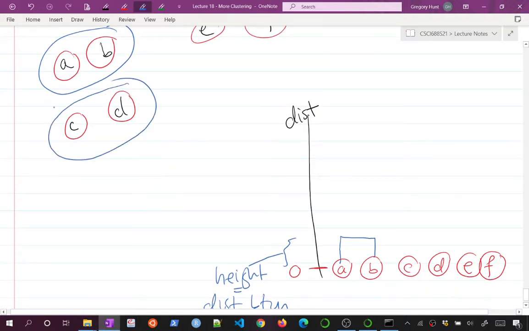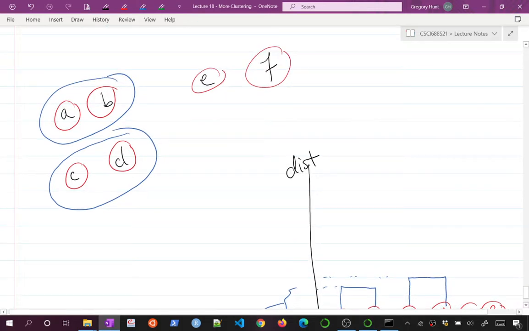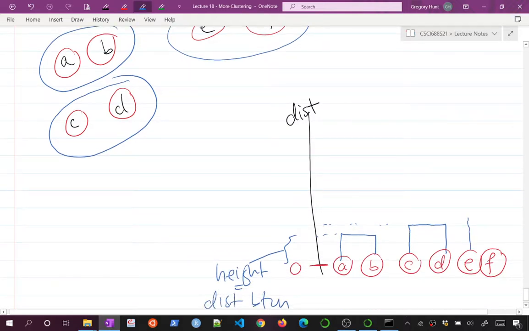So I'll merge those. Now that has to be a larger distance. So my line here, if I project this over onto this axis here, it's going to be higher. So I'm going to draw it like that because it has to be a larger distance. If it were smaller, I would have merged those first. And then maybe my next closest, these E and F are close, but a little farther apart. And so I'm going to draw that, and maybe it comes up to here like that.